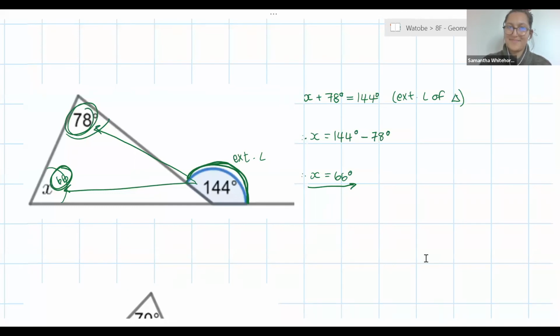Ma'am, is it okay if I worked it out with angles on a straight line? So you did angles on a straight line and then sum of angles in a triangle? Yes, ma'am. Absolutely, that's fine. Thank you, ma'am. Okay, Ruben, we are all yours.